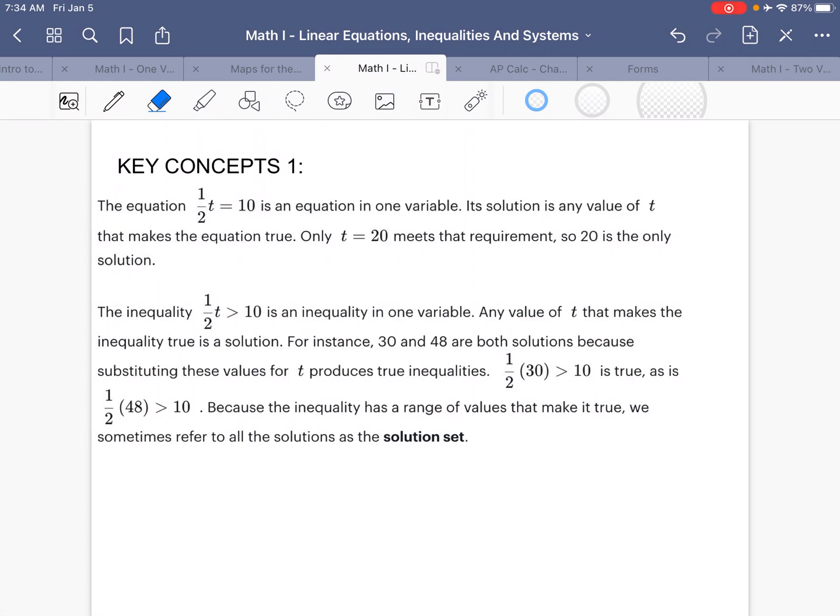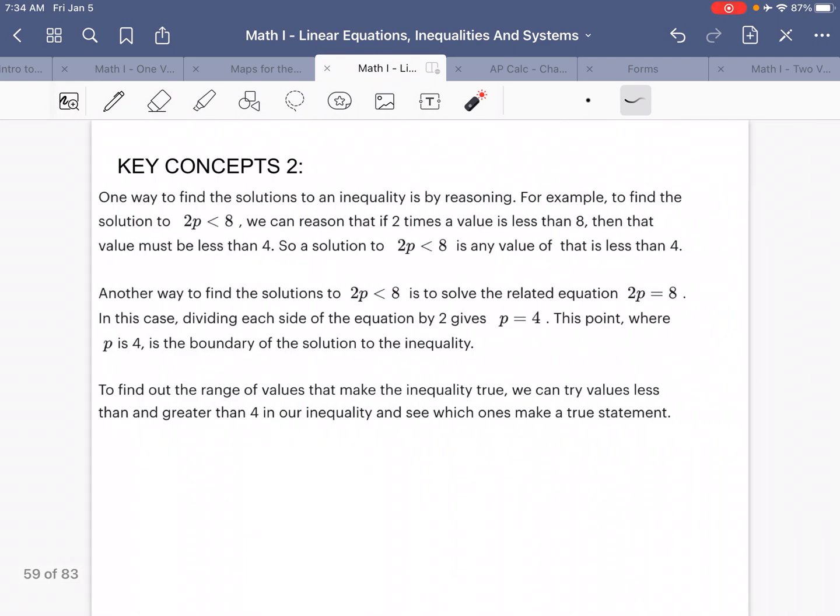Since we don't have just one solution, we call the solutions to this inequality the solution set because we have a whole bunch of numbers that could work. One way to find solutions to an inequality is just by reasoning through it. You can take some guesses. Another and better way to do it is to look at the related equation and solve that.